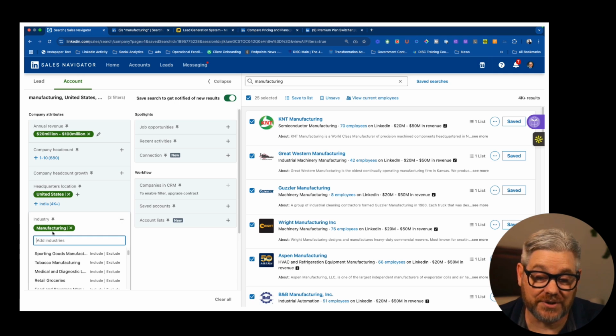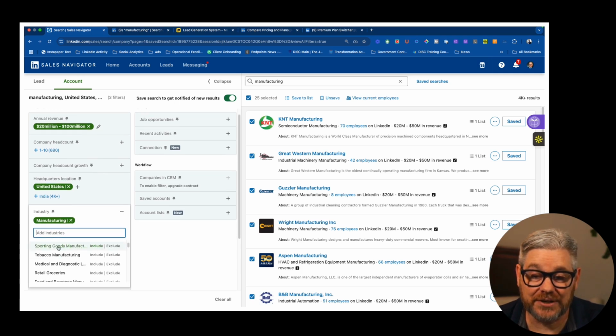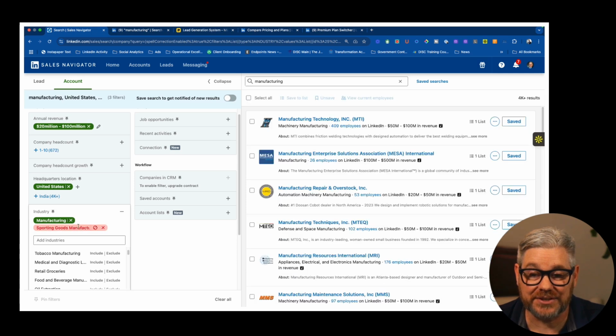What I could do as well is I could say, "Hey, look, you know what? Sporting goods is not a good match for me, so I want to make sure that I exclude anything related to sporting goods manufacturing." And you could see again the things on the right just shifted again because I removed that from any results. It doesn't look like it really impacted the numbers, so I don't think there are a lot of those individuals that are in here. But in this case, if I wanted to make sure that I removed that, that's how I would do that.